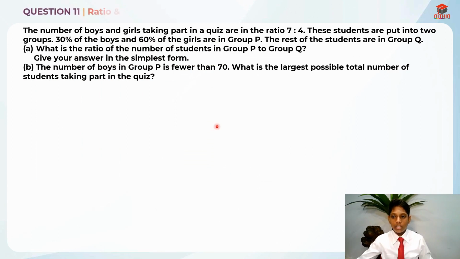Okay, this is question 11 and it is testing us on ratio and percentage. So let's get started by reading the question. The number of boys and girls taking part in a quiz are in the ratio of 7:4. Oh, okay. So the boys and girls are in a ratio of 7:4.